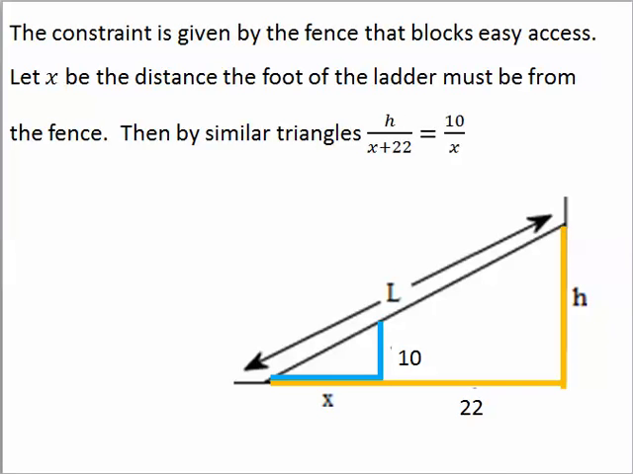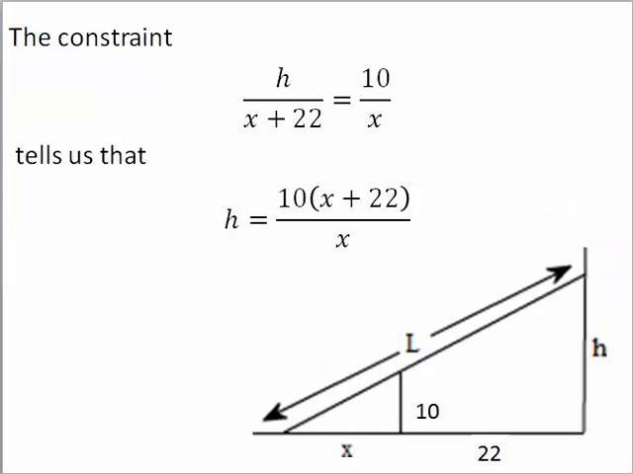Notice that we have similar triangles. Similar triangles have the property that the ratio of their sides are equal. And so we end up with a very nice equation that links h and x. And the constraint gives us a way to write h in terms of x.